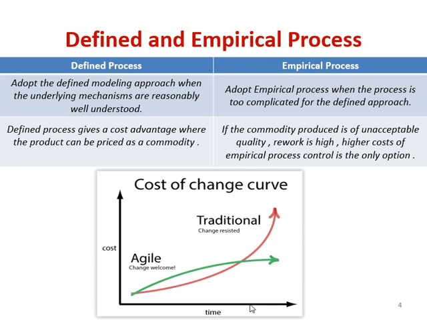The best example is, you know how to prepare tea. Every time you follow almost the same set of processes. You take milk, water, tea, sugar, utensils, and the burner. So this is a defined process.